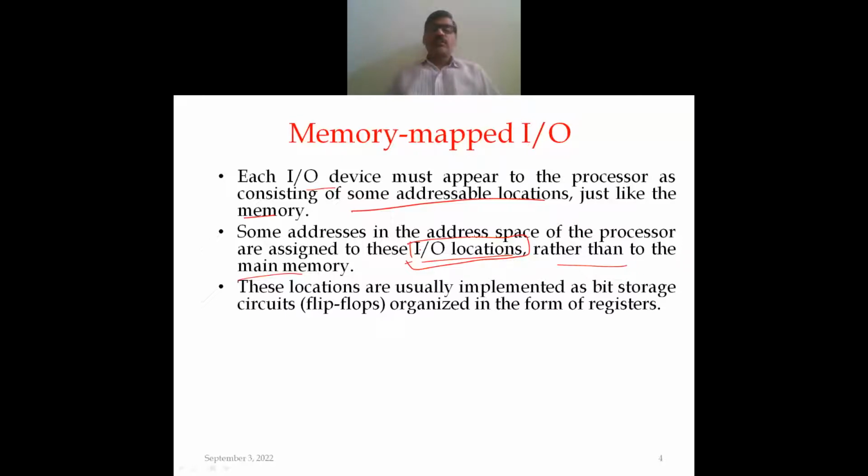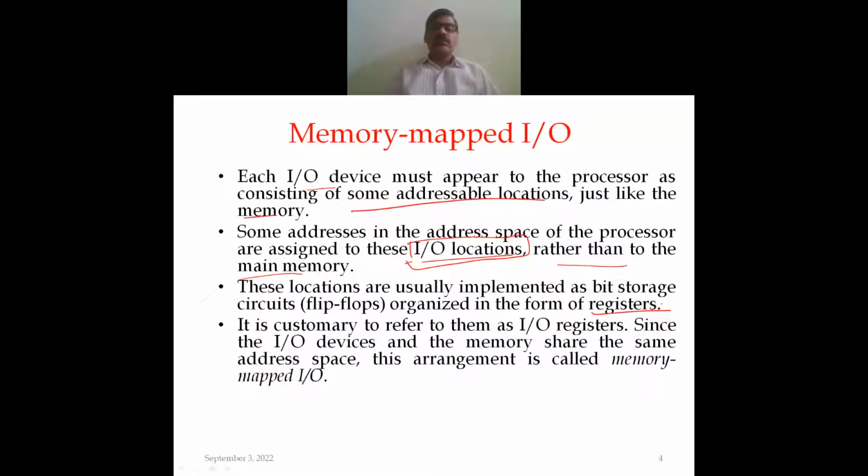These locations are usually implemented as bit storage circuits, generally called flip-flops, organized in the form of registers. A set of flip-flops is called a register. So it is customary to refer to them as IO registers. Since the IO devices and the memory share the same address space, it is called memory mapped IO.